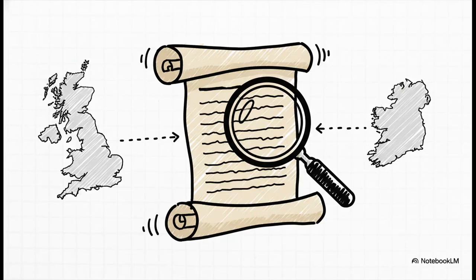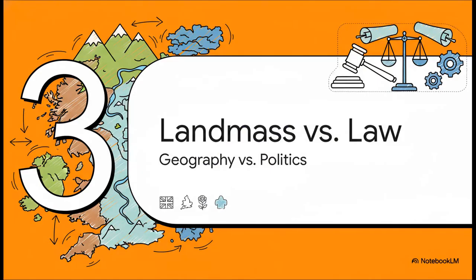And here is a massive clue hiding in plain sight this whole time. The country's full, official name is the United Kingdom of Great Britain and Northern Ireland. That name right there actually tells you exactly how the country is put together geographically. So that name brings up a really important point, and that's the difference between geography and politics. You have to separate the landmass from the law.